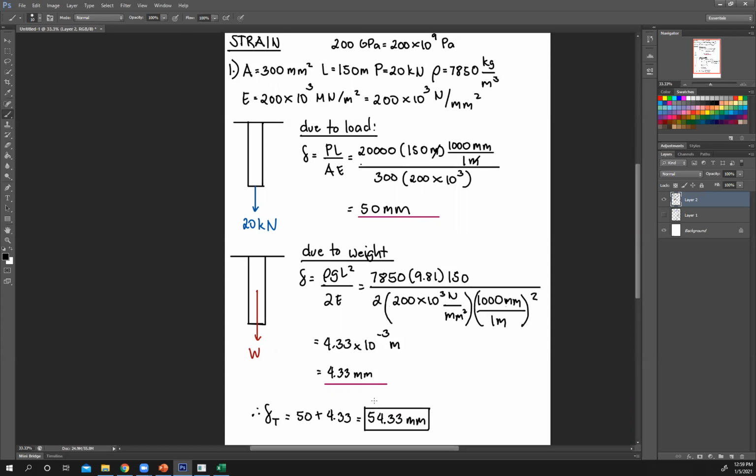Okay? Another conversion you can remember is 200 GPa is 200 times 10 raised to 9 Pa. 1 GPa is 10 raised to 9 Pa, and 1 GPa is 10 raised to 3 MPa.